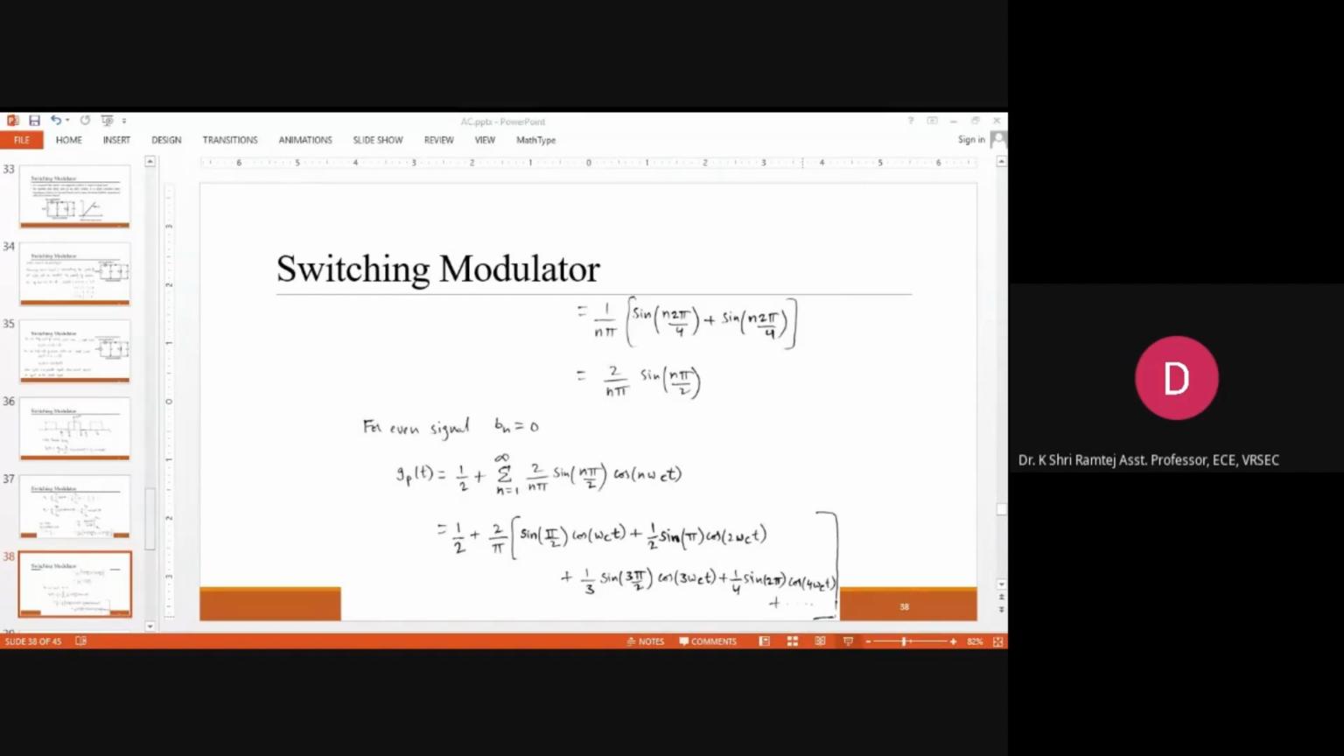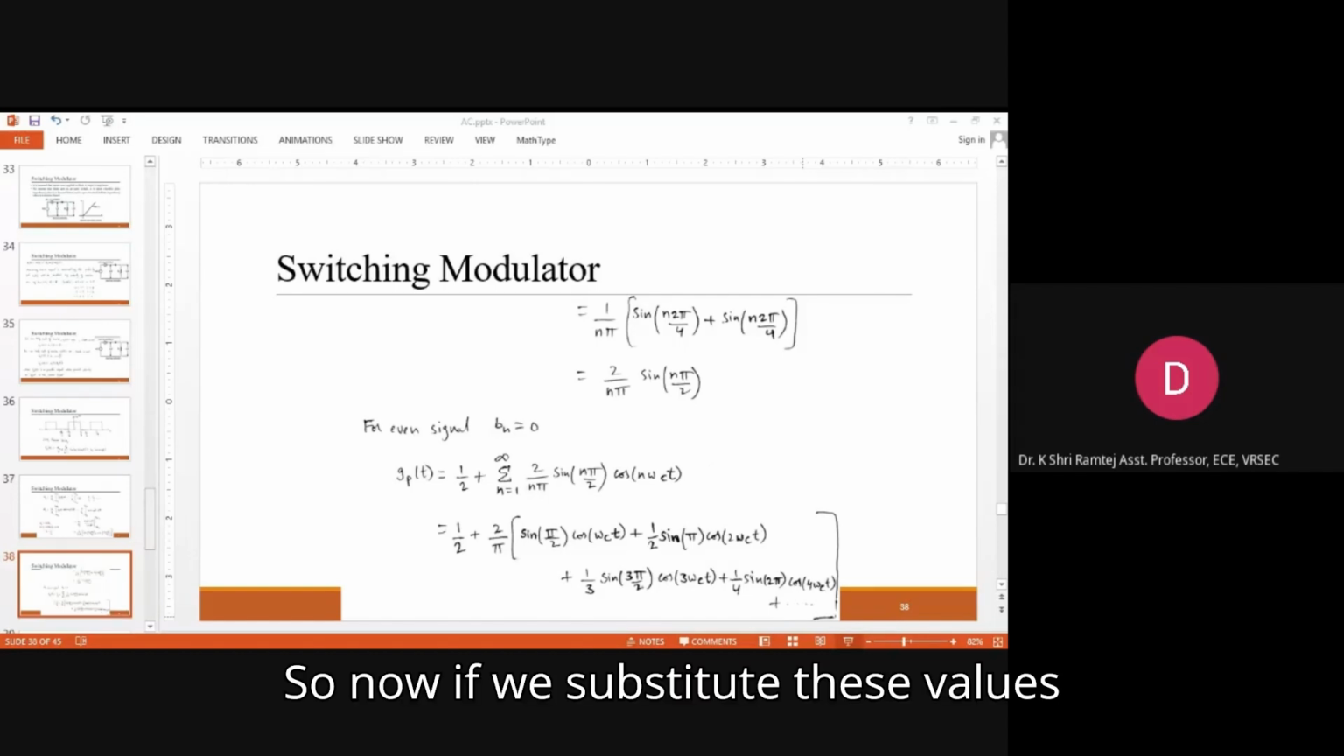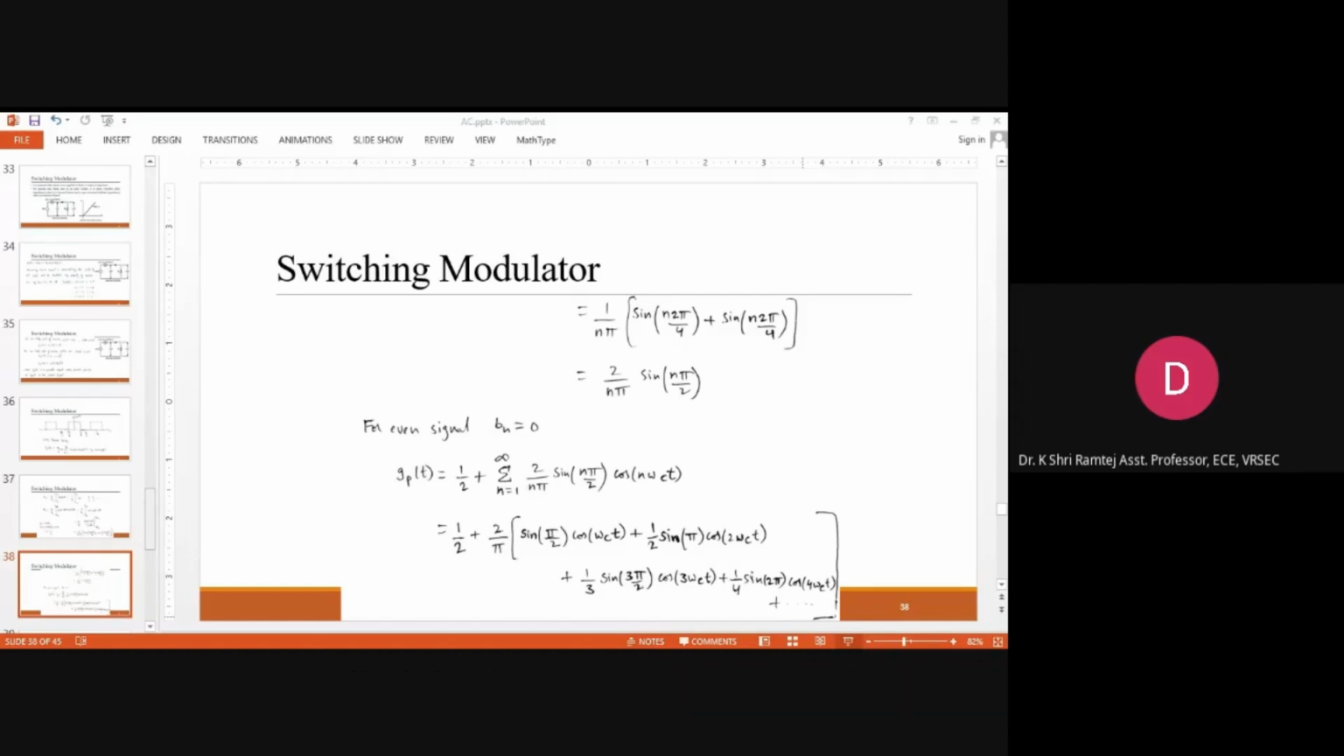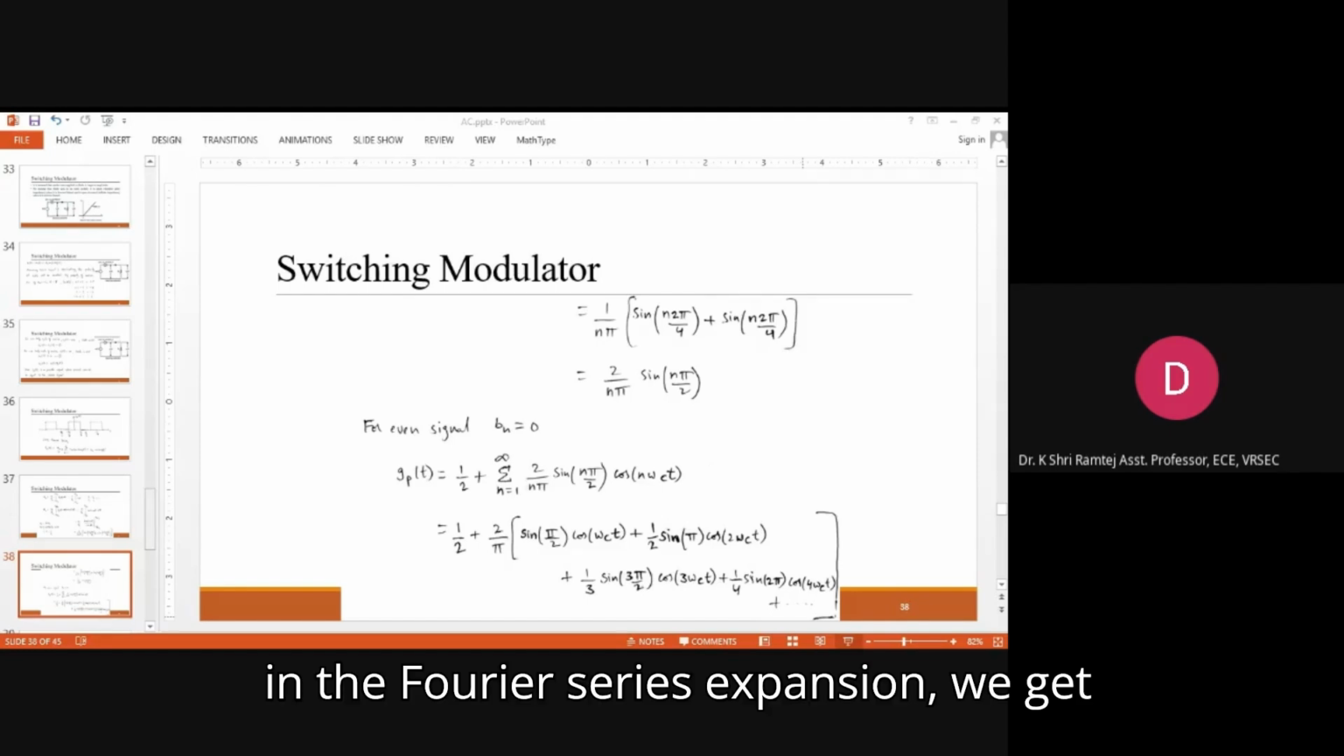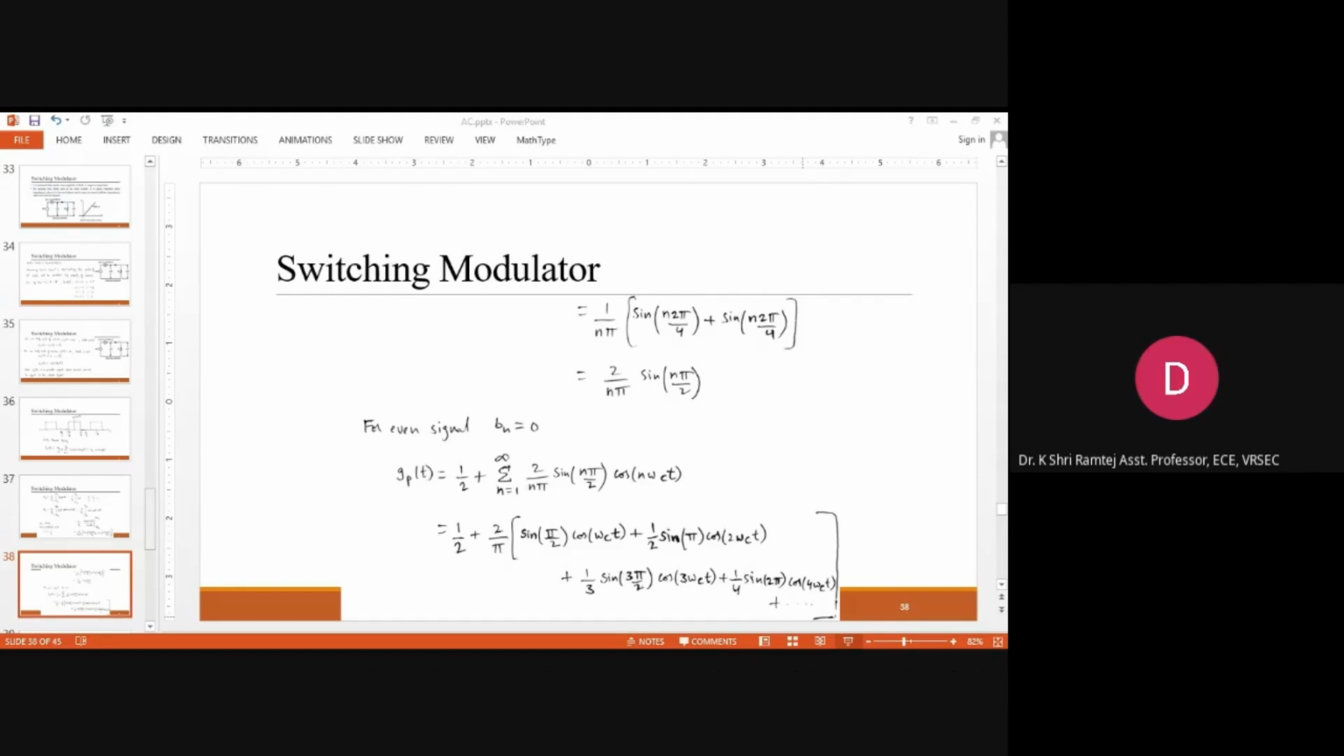And for an even signal, bn will be 0. So now if we substitute these an and bn values in the Fourier series expansion, we get this one. So Gp of t is equal to a naught by 2. Since a naught is 1, so 1 by 2 plus sigma n equal to 1 to infinity, this is the an value, 2 by n pi sine n pi by 2 into cos n omega ct.